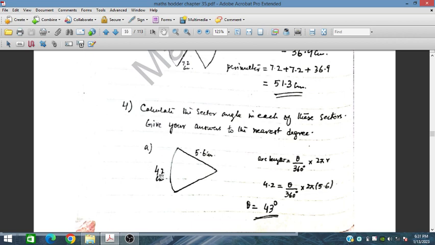So from this 4.2 we have obtained this angle. We have a sector angle, so we have to find the angle. Arc length is given as 4.2, so in place of arc length we will write 4.2. In place of theta, theta has to be found, this is 360 degree, and the arc length is 2 pi r, and in place of r we will write 5.6. We solve this for theta, and theta is obtained as 43 degree.